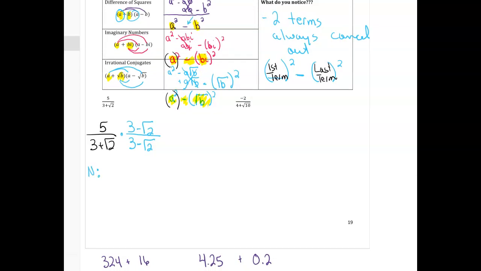So first, 5 is going to distribute. So 5 times 3 is 15. And then when I multiply 5 with the square root of 2, those are not similar enough. I can't make it 10 or the square root of 10. So it's just going to be 5 times the square root of 2.